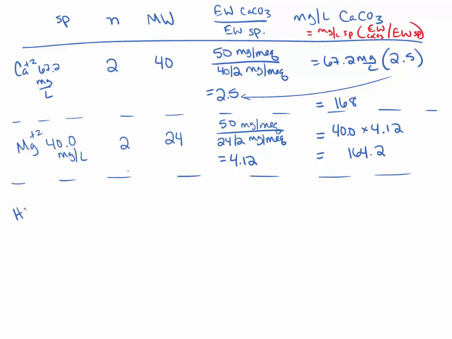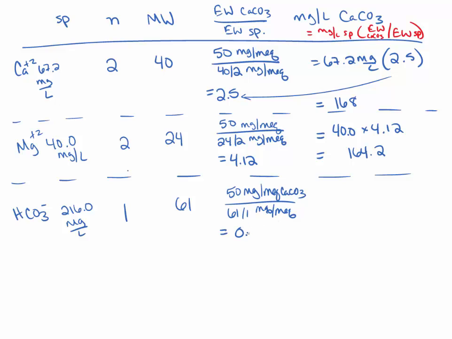The last conversion we need to do is for bicarbonate. It was given to us in terms of 216.0 milligrams per liter. The equivalent number of bicarbonate is 1. The molecular weight is 61. The equivalent weight is 50 milligram per milliequivalent calcium carbonate divided by 61 divided by 1 for bicarbonate, and that equals 0.82. So 216 times 0.82 equals 177.12. That is the milligrams per liter calcium carbonate.